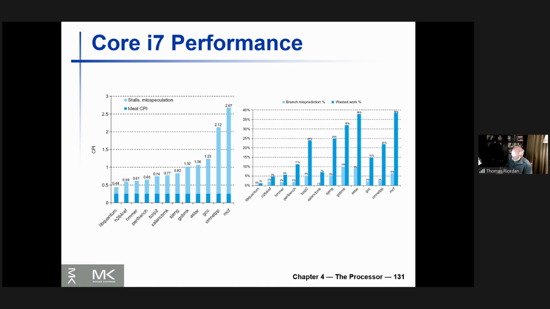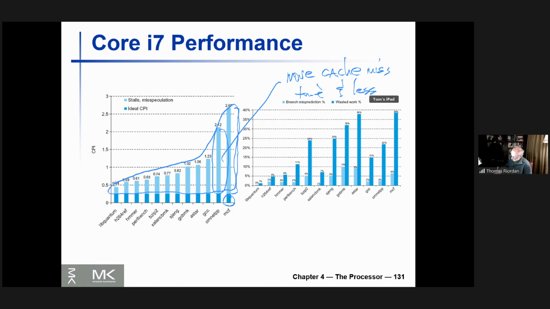So their processor is fast enough that they're spending way more time in cache misses than in other stuff. So their ideal CPI is down here. And unfortunately, it's hard to put these slides together to figure out exactly what's going on, but we'll just have to imagine that these light blue things here have more cache miss time and less branch mispredict time.